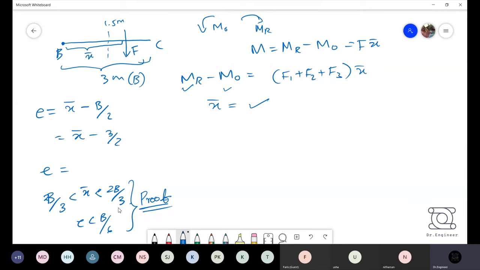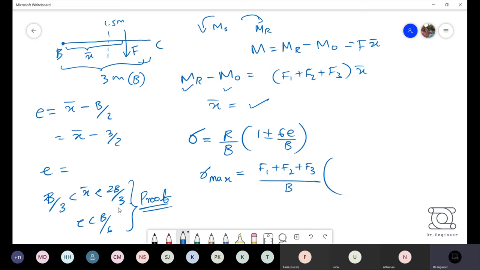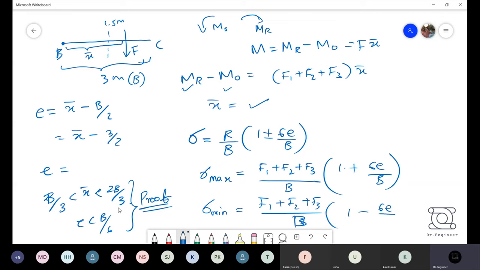Right, and there is another equation for this. You have to remember one more equation: sigma equals R by B into 1 plus 6e by B. R is your total reaction, that is the sum of the forces. So sigma maximum is equal to (F1 plus F2 plus F3) by B, that is 3 in our case, times (1 plus 6e by B). So what would sigma minimum be? Sigma minimum would be equal to (F1 plus F2 plus F3) by 3B, times (1 minus 6e by B).